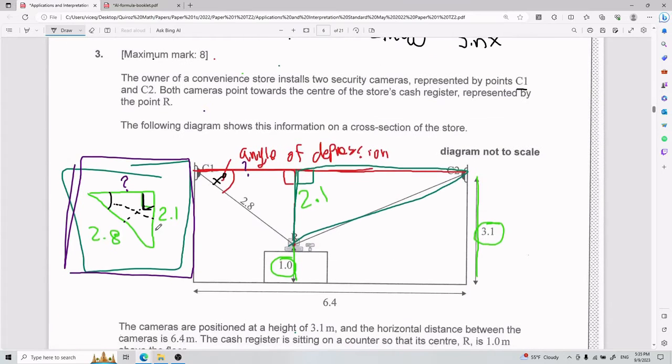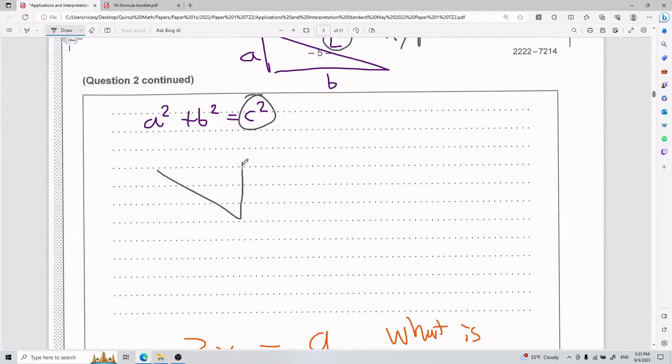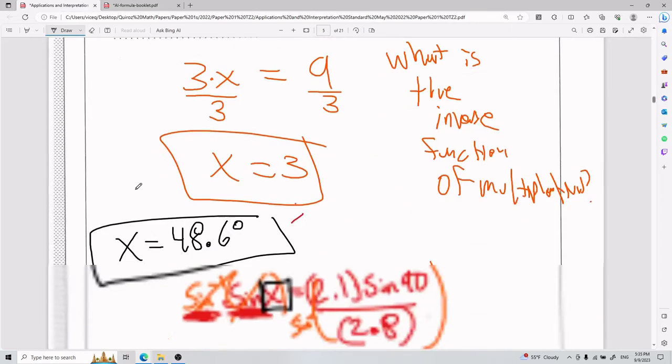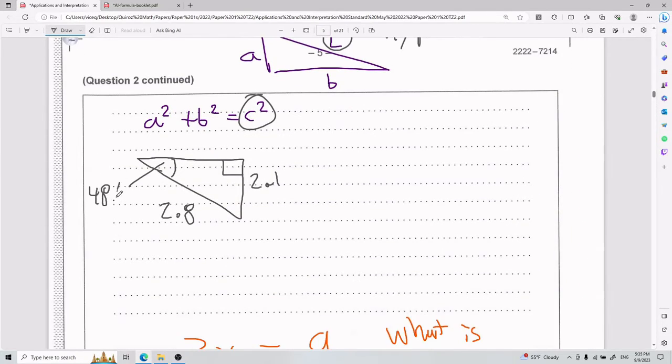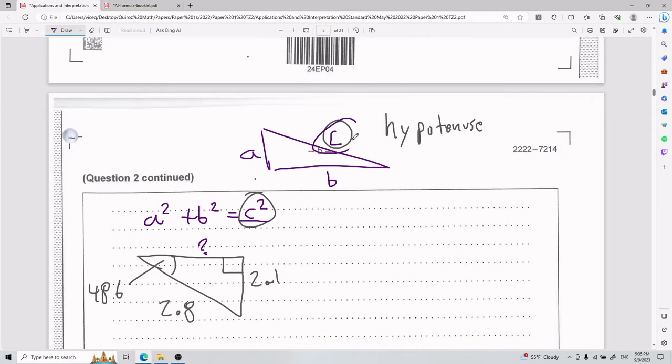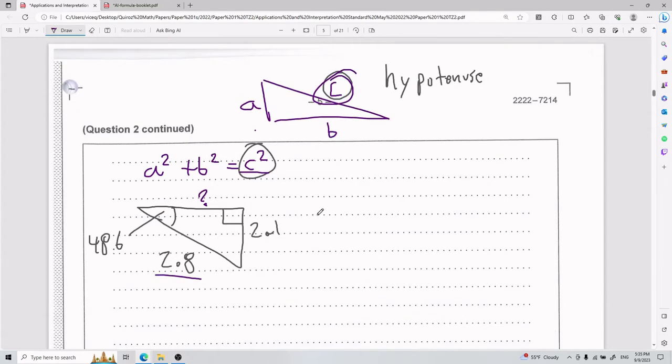So that being said, my triangle, I'm just going to draw it up here. My triangle was 2.1. Here I have 2.8. Here I have an angle, and here I have 90 degrees. This angle we said was 48.6. And if I embark upon the mission of finding this right here, is it A, is it B, or is it C? All I need to identify is that it is not C, because C is the long side, as I mentioned earlier, and the long side is 2.8.